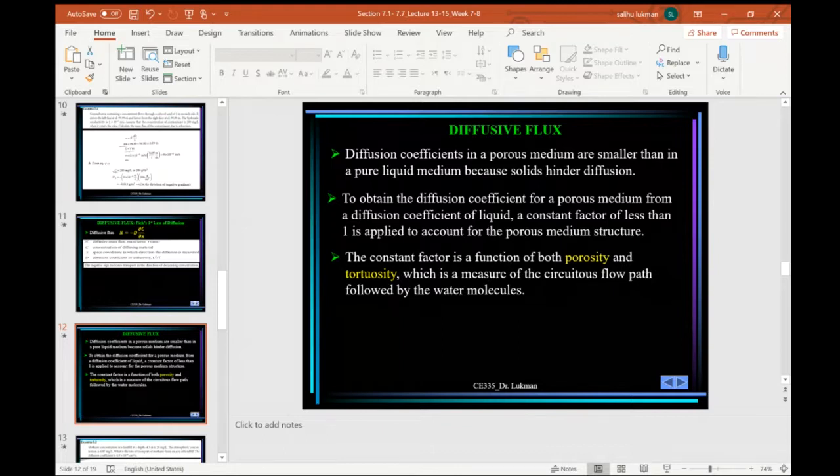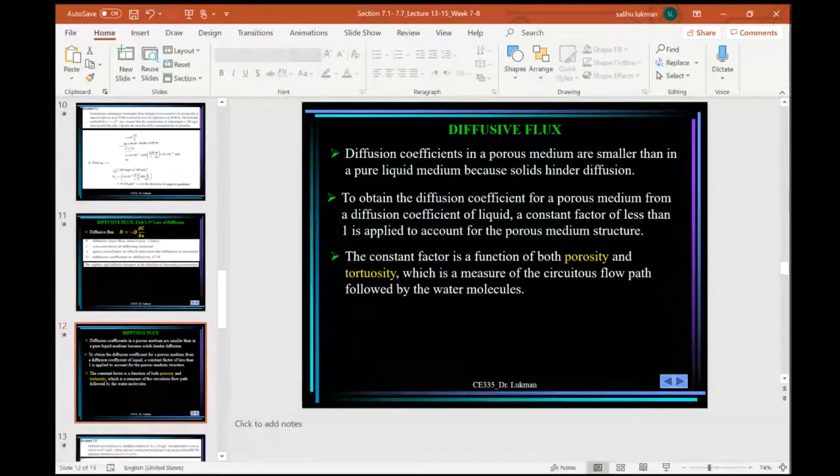So what we do is take the diffusion coefficient for the liquid without the porous medium, and we apply a factor less than 1, like scaling it down, because it is definitely less than the diffusion coefficient in a medium alone, without the porous media. And that constant factor is a function of both porosity and tortuosity, which is a measure of the circuitous flow path taken by the water molecules.